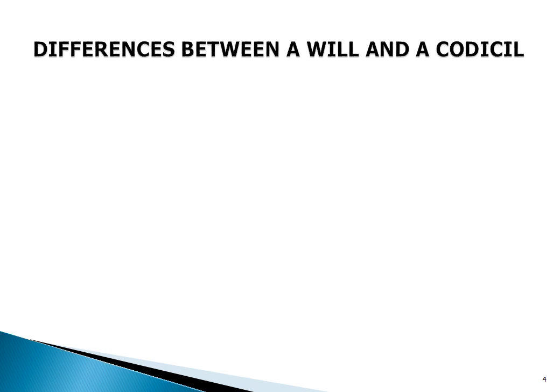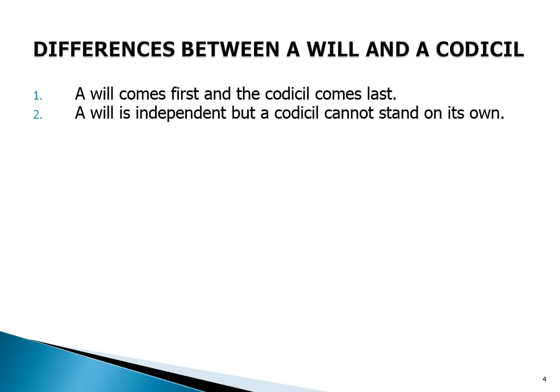Differences between a will and a codicil. 1. A will comes first and a codicil comes last. 2. A will is independent, but a codicil cannot stand on its own.